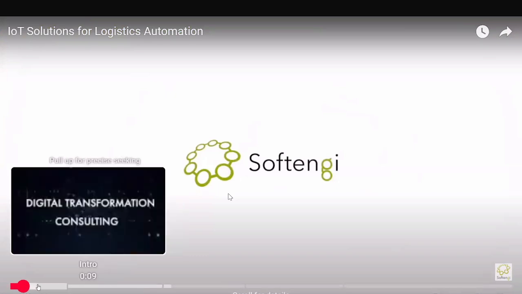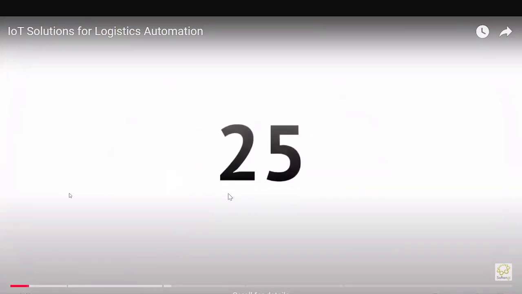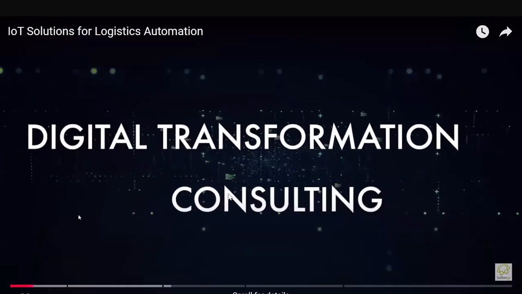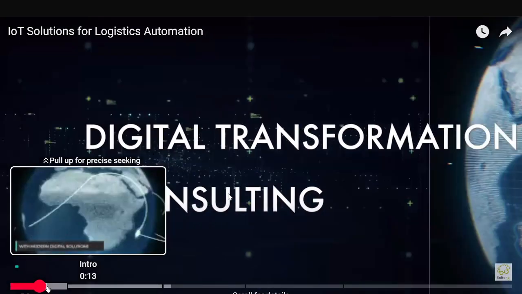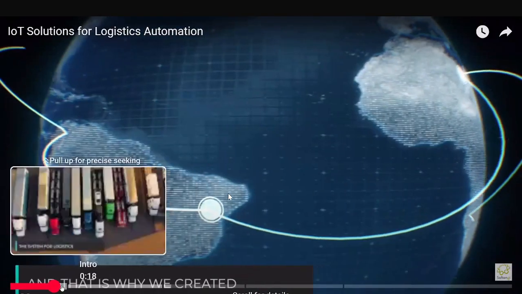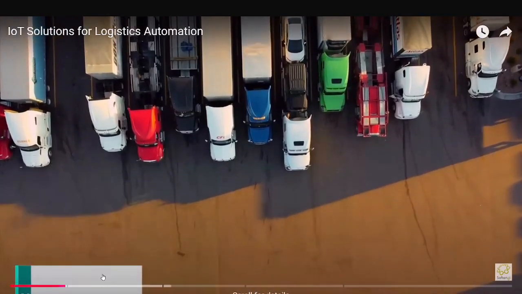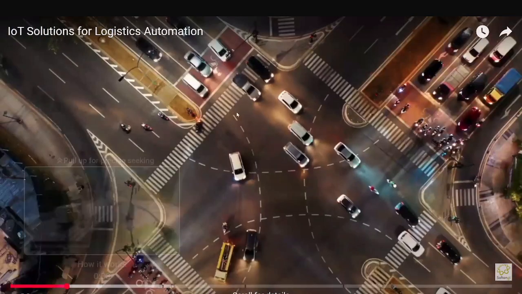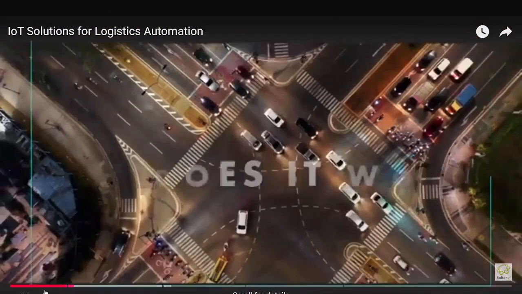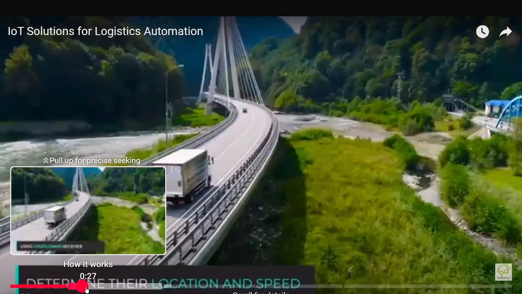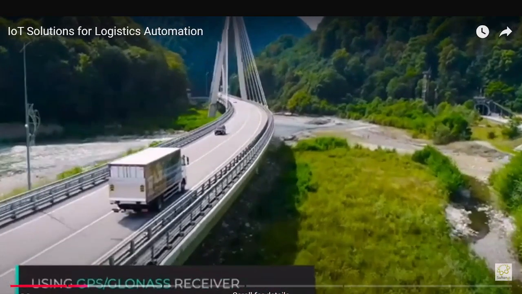Softanji has been successfully operating in the global market for 25 years, specializing in digital transformation consulting. With a modern digital style, creating success and automation. How does managing fleets of vehicles work? Trackers installed in a vehicle determine their location and speed using a GPS and GLONASS receiver.